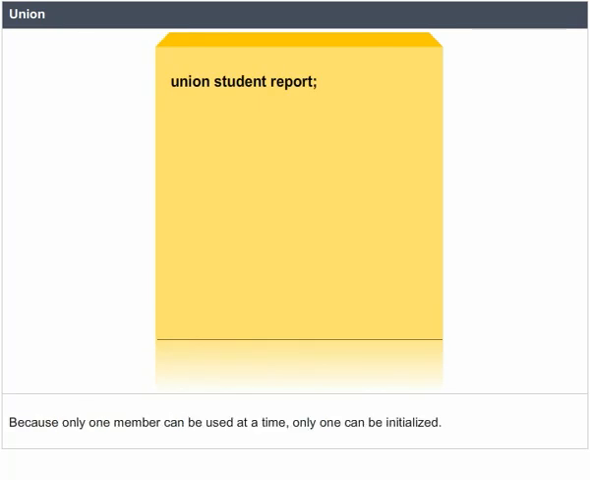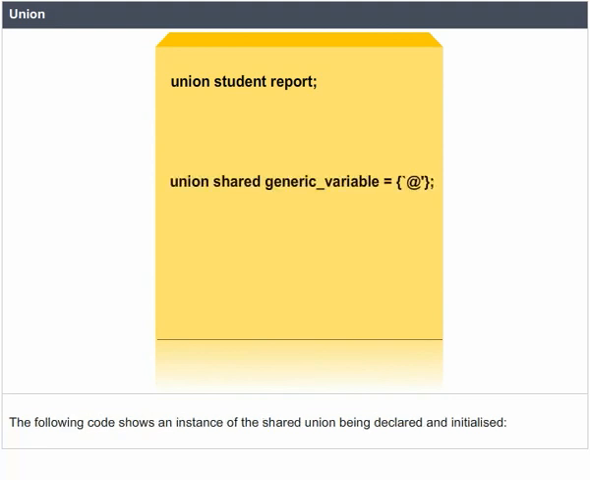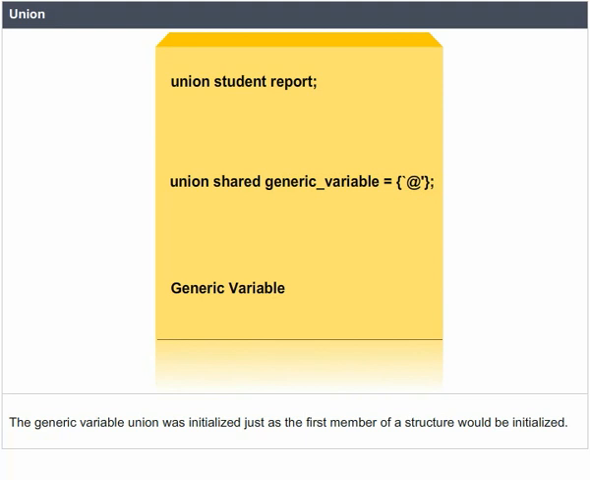A union can be initialized on its declaration. Because only one member can be used at a time, only one can be initialized. To avoid confusion, only the first member of the union can be initialized. The following code shows an instance of the shared union being declared and initialized. The generic variable union was initialized just as the first member of a structure would be initialized. Note, the union can hold only one value at a time.